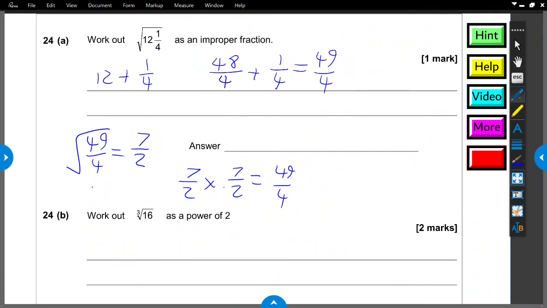But bear in mind when we're taking the square root of a number, you've also got the negative solution as well. So in fact we're going to have plus or minus 7 over 2. Because also if we did negative 7 over 2 times negative 7 over 2, we have double negatives. And that also gives us 49 over 4.